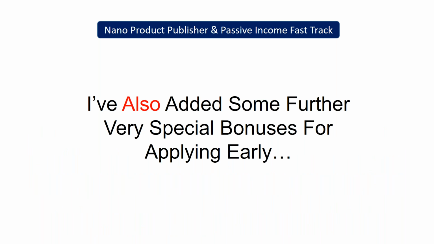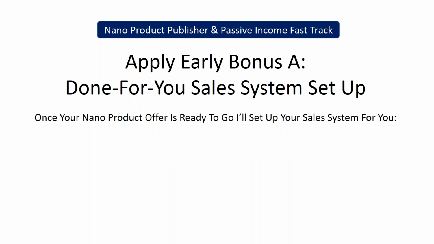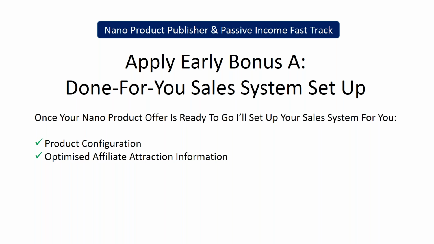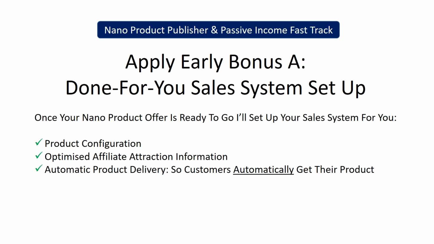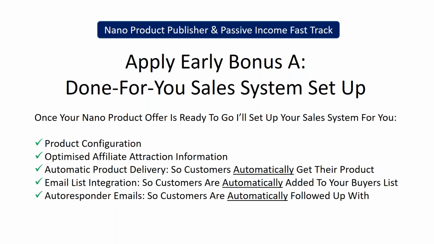Now I've also added some very special bonuses for applying early. I'll mention why I'm encouraging early applications in a moment. But first have a look at these. The first one is a done-for-you sales system setup. So once your Nano product offer is ready to go, I'll set up your sales system for you. That includes the product configuration, optimized affiliate attraction information, automatic product delivery, so customers automatically get their products, email list integration, so customers are automatically added to your buyers list, and autoresponder emails, so customers are automatically followed up with. I've got templates for all of these and I will put them in your system for you.